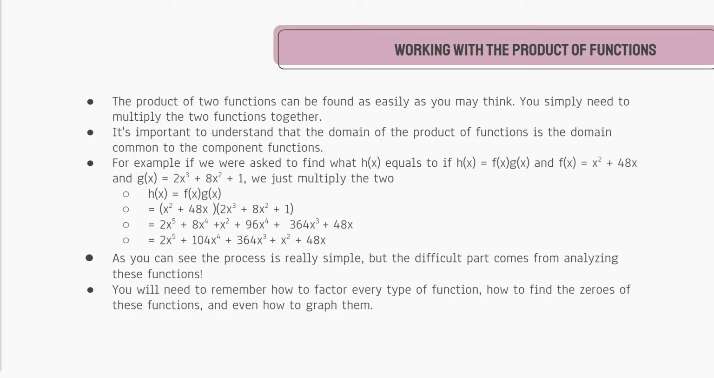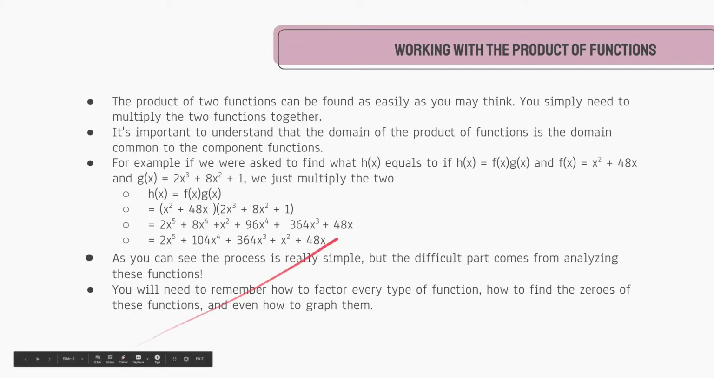So for example, let's do one right now. If we were asked to find what h of x is equal to, if h of x is equal to the product of these two functions, and these two functions are equal to these two equations, we would simply just multiply the two, right? So we could write out what h of x is equal to, plug in the two equations, open the brackets. So we again just use the distributive property, multiply that by x squared, multiply this by 48x, and then we get this line over here. Collecting like terms, we get this equation.